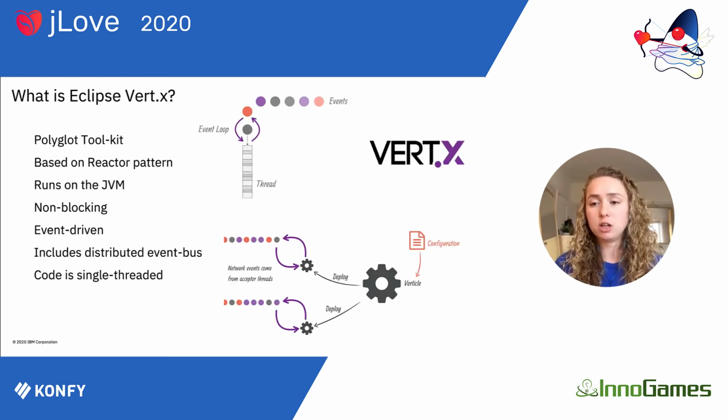So Vertex is a pretty cool sort of toolkit. It's polyglot, so it's not just used for Java. It can also be used for things like JavaScript, Groovy, Kotlin. It runs on the JVM. It's non-blocking. And it has this interesting sort of distributed event bus, which really allows us to have that event-driven architecture throughout the entire application. And the code is single-threaded, which can help with some of those threading headaches. So actually, Vertex was the framework that we decided to use when we were converting one of our Kafka applications into a reactive Kafka application, which Kate's going to take you through now.